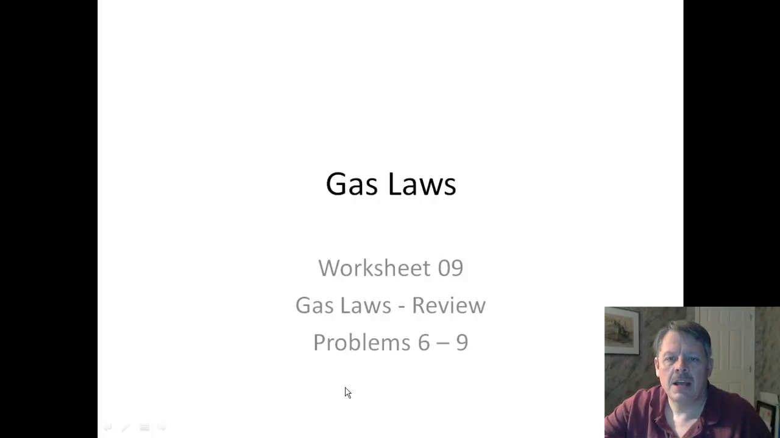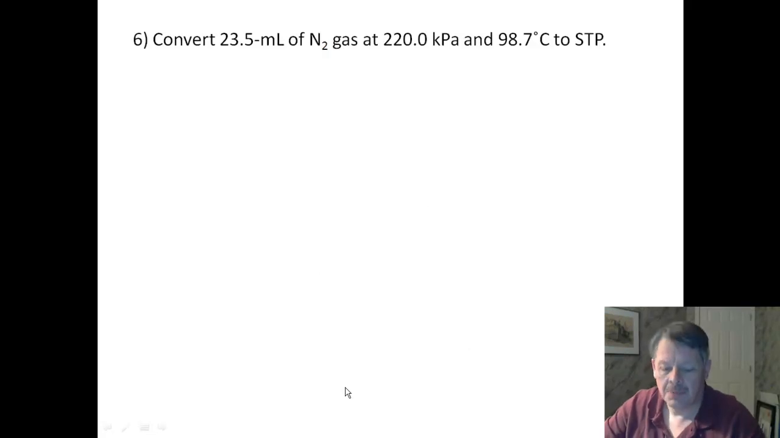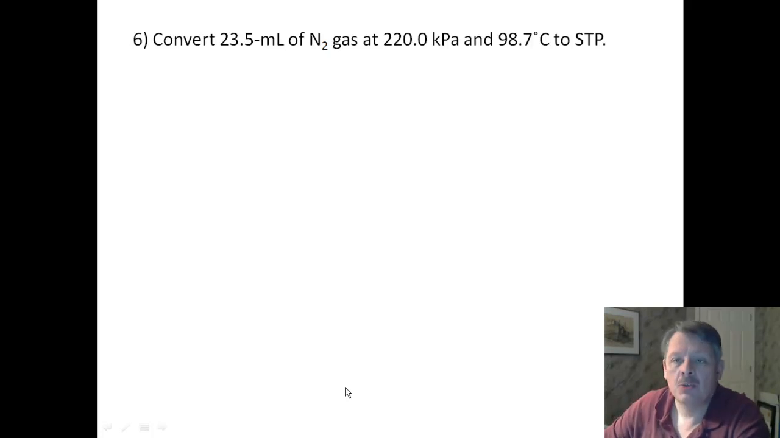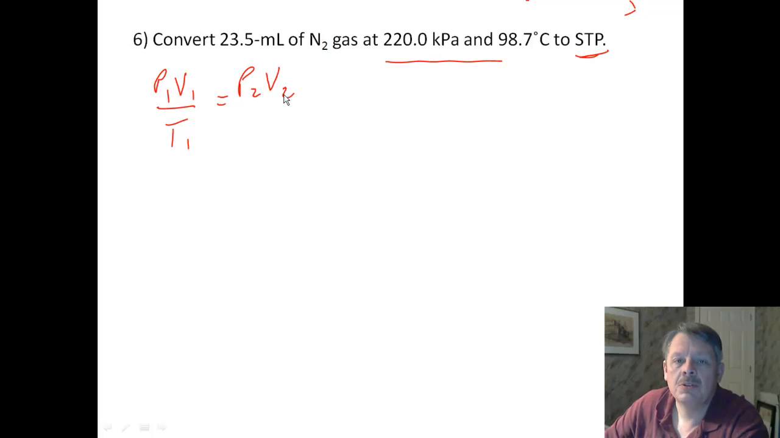All right, folks, last worksheet, the last part of the worksheet for gas laws for the review. This happens to be number 6. As we notice, what's going on is we are changing a gas from a certain temperature and pressure to STP. So that means we have something changing. So we're going to use our combined gas law, which is P1V1 over T1 is P2V2 over T2.